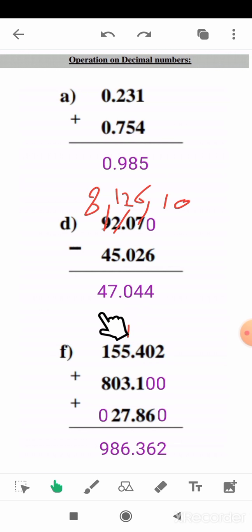Okay, note that we put the carry after the decimal point. So we have decimal numbers here and put the decimal point. 5 plus 1 equals 6, 6 plus 3 equal 9, 9 plus 7 equals 16, 6 and carry 1. 1 plus 5 equals 6, 6 plus 0 equals 6, 6 plus 2 equal 8, and we have here 1 plus 8 equal 9. Okay, it's easy.